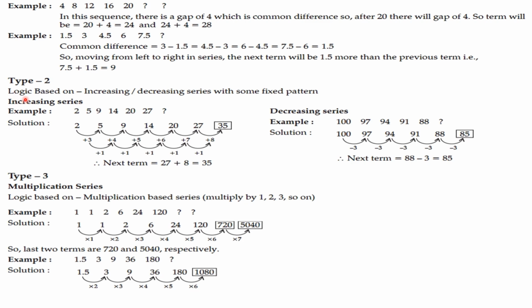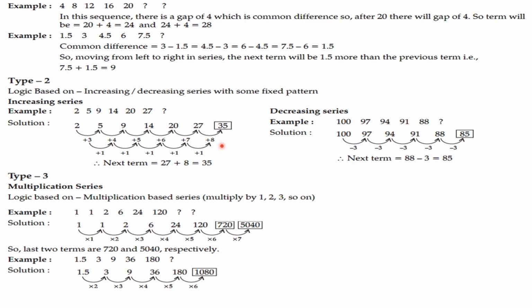Type 2: logic based on increasing and decreasing series with some fixed pattern. Increasing series. Example: 2, 5, 9, 14, 20, 27. From 2 to 5 the difference is 3, from 5 to 9 the difference is 4, from 9 to 14 it is 5, from 14 to 20 it is 6, and from 20 to 27 it is 7.